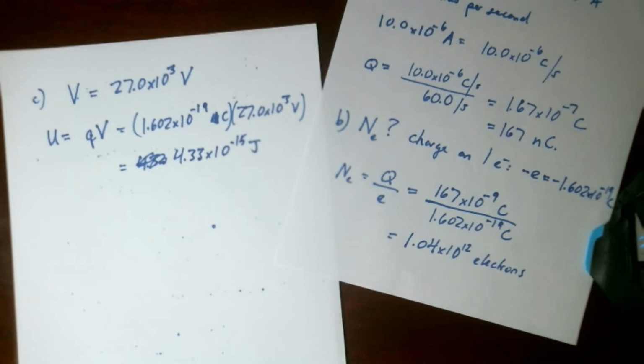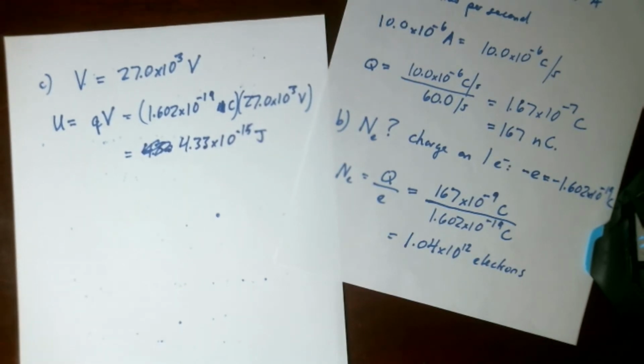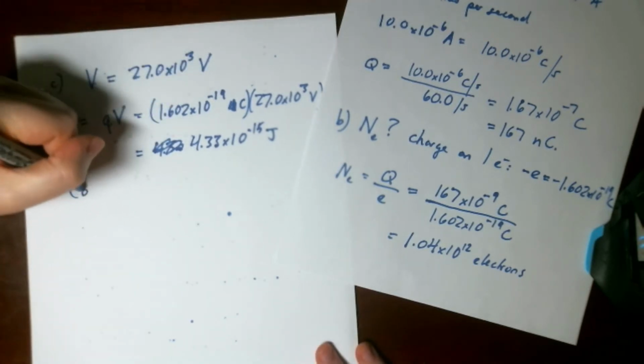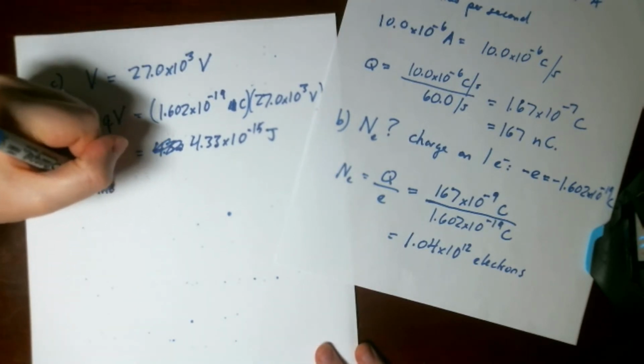And actually, when we deal with energy values on atomic and subatomic scales, we often use a different kind of measure for energy. A common unit of energy on this scale is called the electron volt.